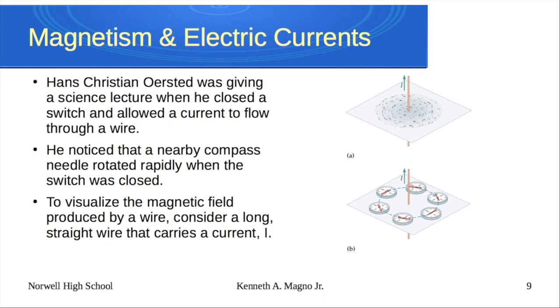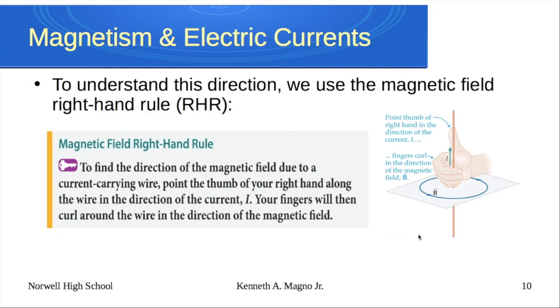So he started to investigate why it was moving, because he knew that compasses move because of magnets. That means there was a magnet being formed around the wire. He was able to use the compasses to help visualize the magnetic field around the wire and how it changed depending on which direction the current flowed. So it came up with our first right-hand rule. If I took my right hand and used my thumb to indicate the direction of current, my fingers wrapping around that straight wire would show me the direction of the magnetic field.